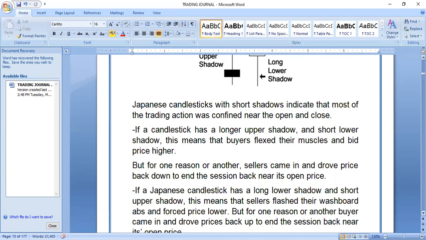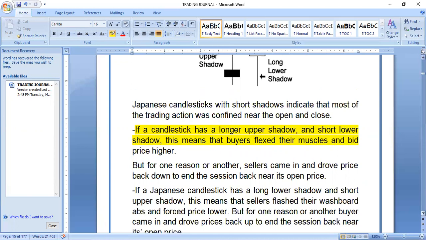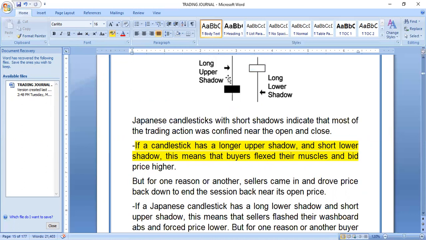If a candlestick has a longer upper shadow and a short lower shadow, this means that buyers flexed their muscles and bid price higher. So it means that there's a lot of buying pressure, and the bulls are in control. But for one reason or another, sellers came in and dropped price back down to end the session back near its open. It has a longer upper shadow than lower.